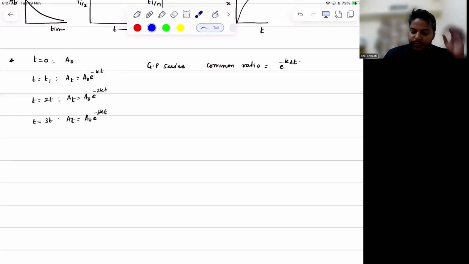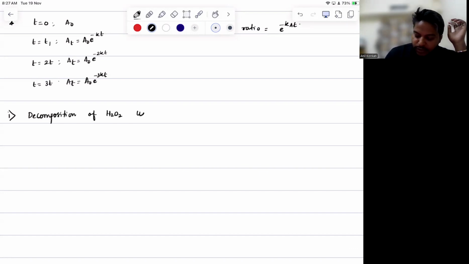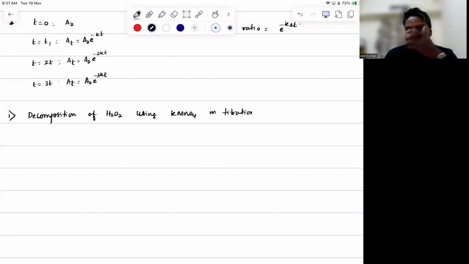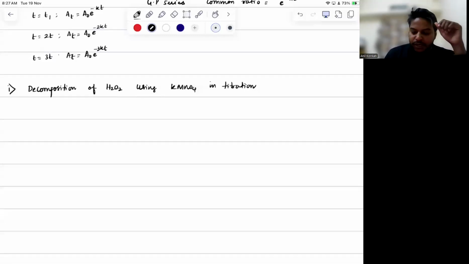Okay. Now, what are the applications of first order law? The first application is about decomposition of H2O2, right? H2O2 using KMnO4 titration or in titrations. So if you use KMnO4 and titrate with H2O2, correct? Now, depending upon whether you have a freshly prepared H2O2 or are we taking some time after that. So H2O2 generally decomposes as a first order kinetics into H2O and half of O2.